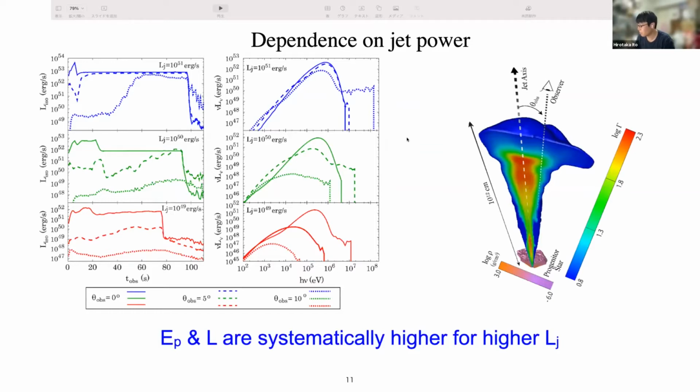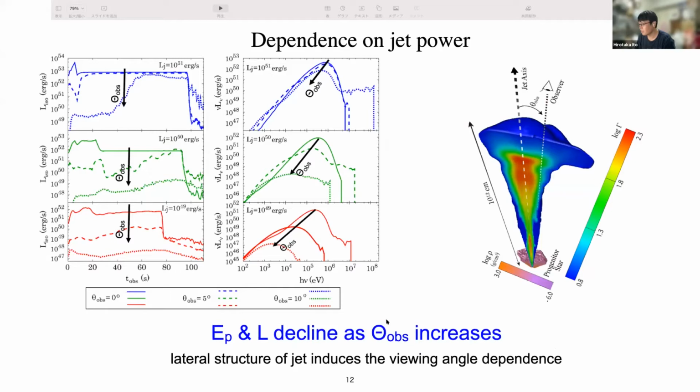So although the dynamics shows some difference, roughly speaking, the emission features are similar among all three models. The features found in the fiducial case are found in the other two models, and the main difference is that the spectral peak energy tends to be higher in the higher jet power cases. The viewing angle dependencies also show a similar tendency. Due to the lateral structure of the jet, you see a spectral peak energy and luminosity that decline with the viewing angle.